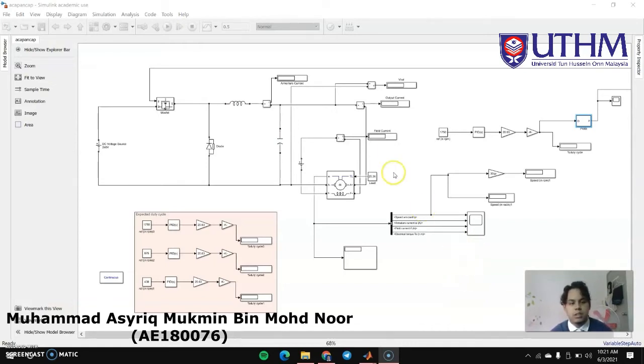So theoretically, in the buck converter, as we know, the voltage output will be lower than the voltage input, since it will be decreased, right? So first I'll try to calibrate this circuit by using the reference speed of 1715 RPM. So we can run it.